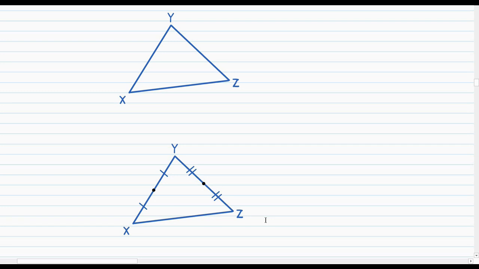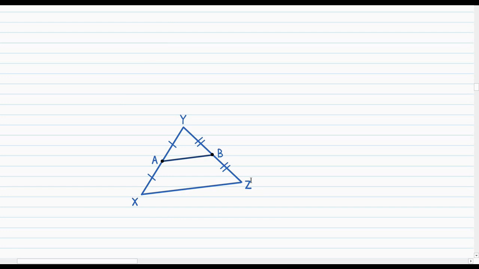Then the midpoint theorem says that if you were to join the midpoints of these two sides, such as I did over here, and I labeled the ends as A and B, the midpoint theorem says that this line segment AB is parallel to the third side XZ. And the more formal way of saying this is if XA is equal to AY and YB is equal to BZ, then AB is parallel to XZ.